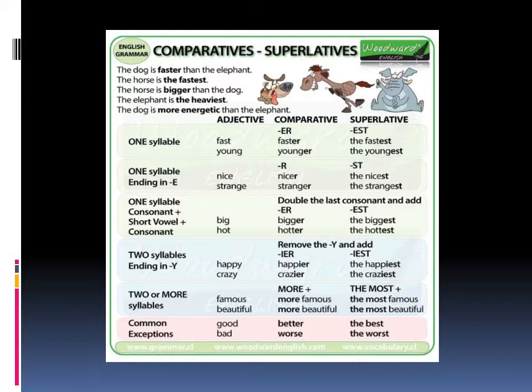There are comparative and superlative adjectives. These adjectives describe the noun, but they talk about which one is better or slower or the best. For example, the dog is faster than the elephant. Faster means that the dog can run at a quicker pace than the elephant. So comparative and superlative adjectives are able to give us more details about the noun.